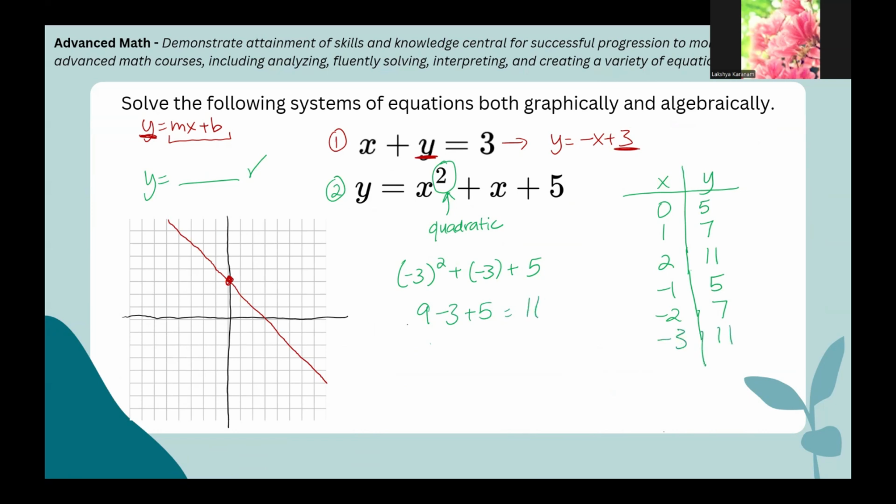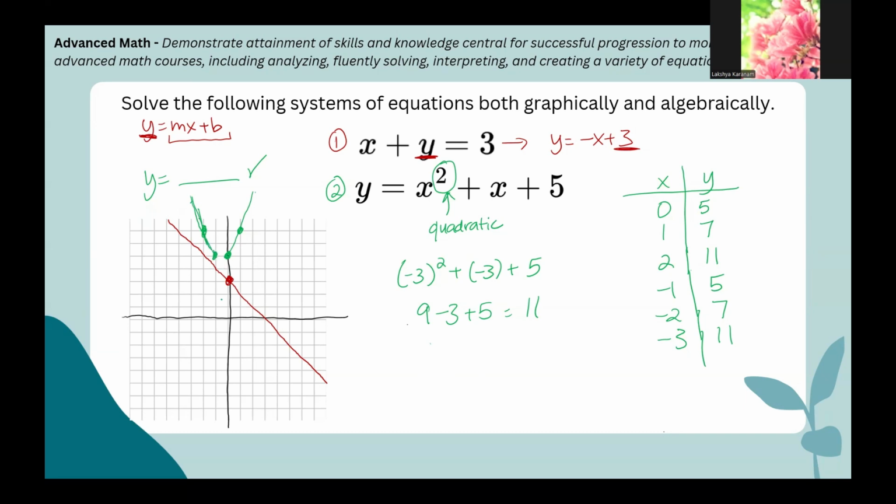So we can graph these, right? So 0 is 1, 2, 3, 4, 5. 1 will be 7, 5, 6, 7. And 2 is 11, so that's like way up here somewhere. Okay. Then we have negative 1 is 5. So 1, 2, 3, 4, 5. And then negative 2 is 7 again, and then negative 3 is all the way up here. So we're going to have something like this.